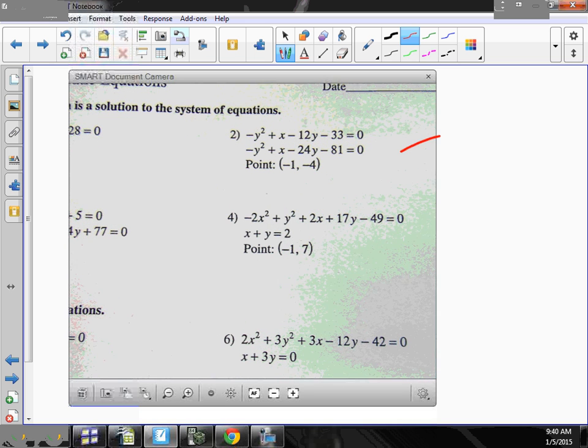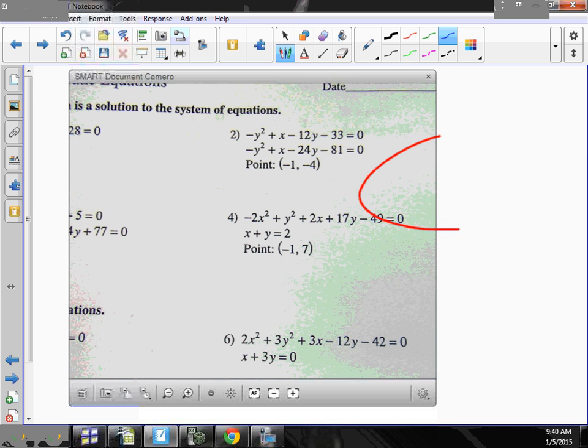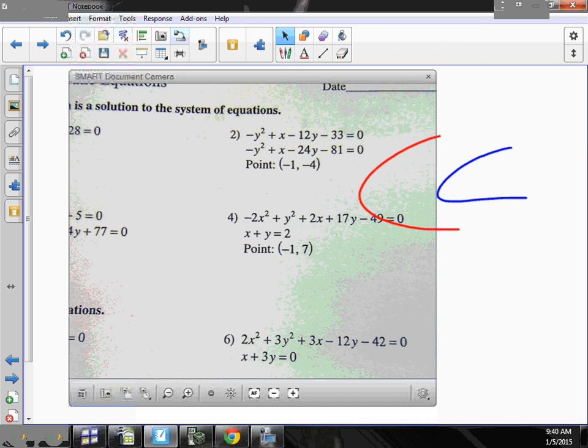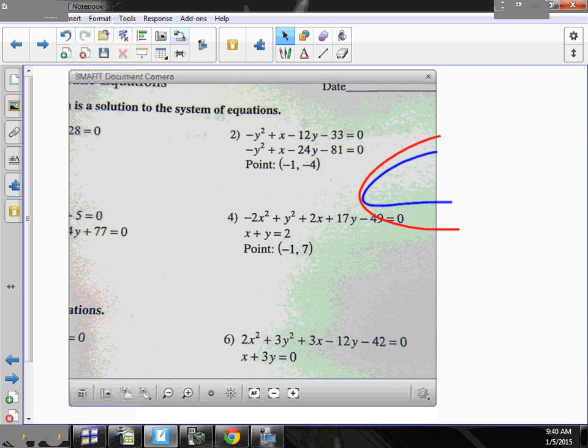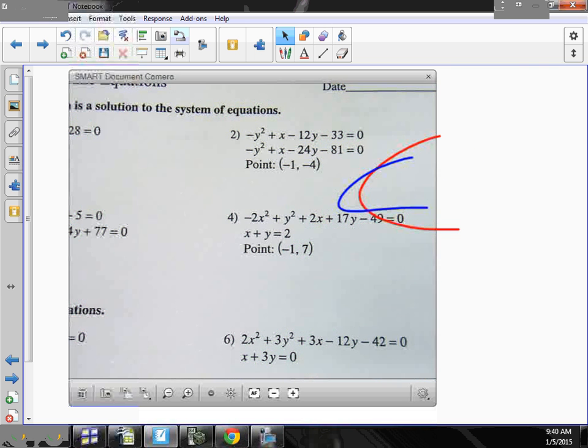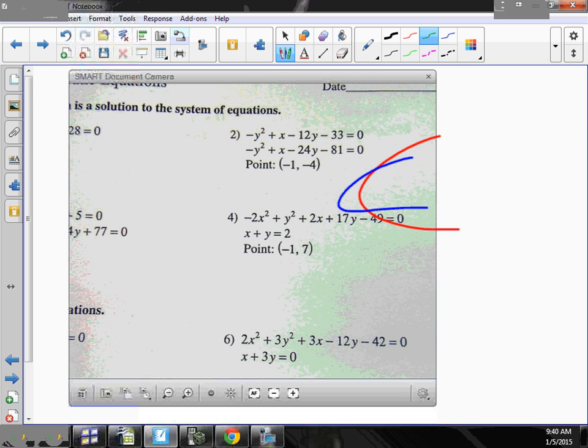So if I had one horizontal quadratic and then I had another, they could touch none, they could touch once, they could touch twice, or if they're exactly the same, they could touch everywhere. But these are obviously not the same.